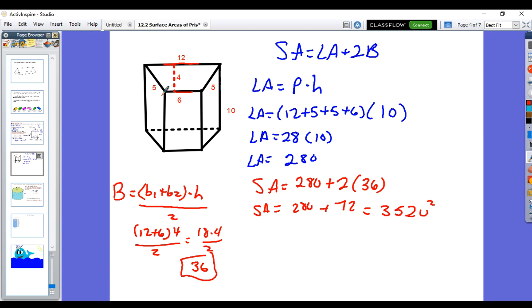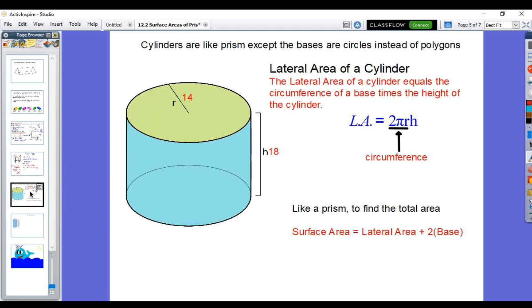We'll talk volume later. That's the interior, inside. Surface area is outside. Let's look at prisms. Not prisms, sorry, cylinders. Now, cylinders are done very much exactly the same as a prism, except the bases are circles, and so this is not necessarily a polygon, but it's still a shape. So let's talk about this.